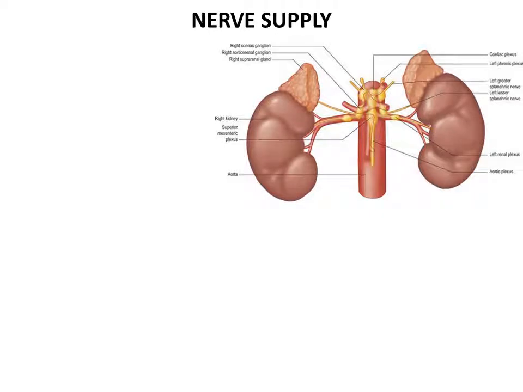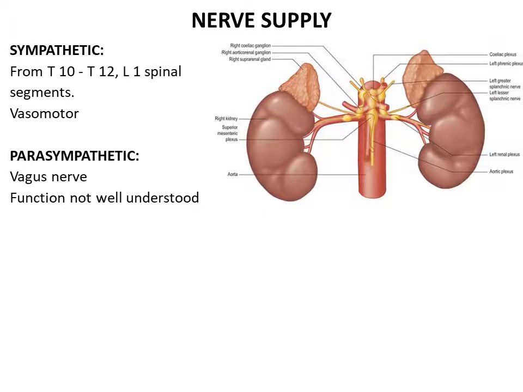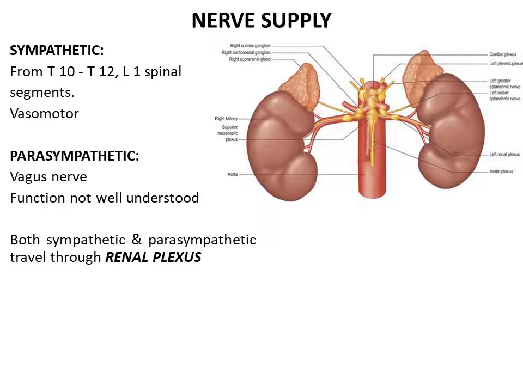The nerve supply of the kidneys is autonomic, that is through sympathetic and parasympathetic. The sympathetic fibers travel from the T10, T11, T12 and L1 spinal segments, and they are mainly vasomotor. The parasympathetic travel along the vagus nerve, however their function is not well understood. Both the sympathetic and parasympathetic enter the kidney through the renal plexus.